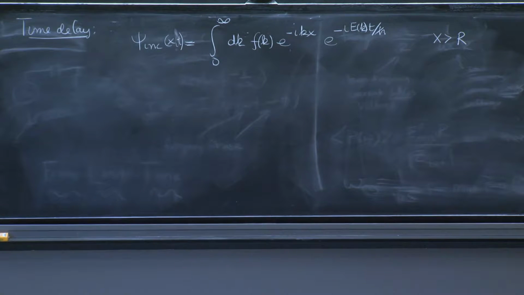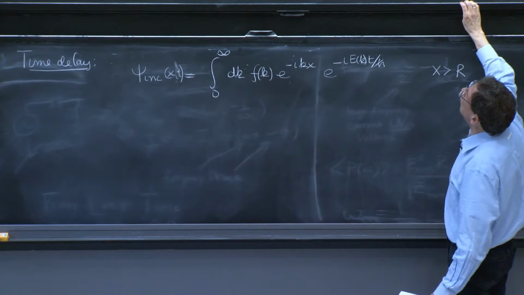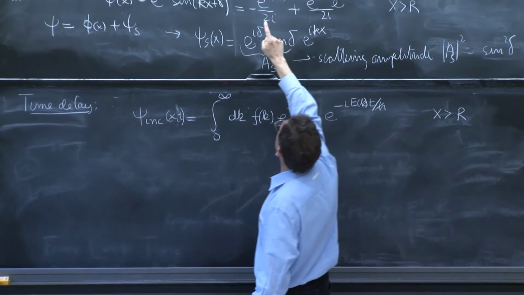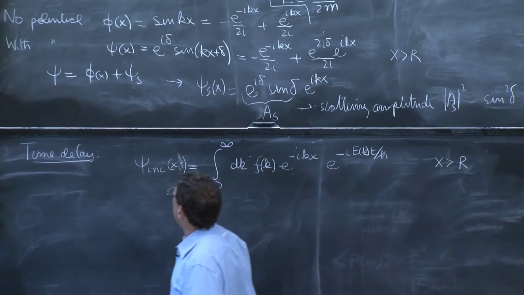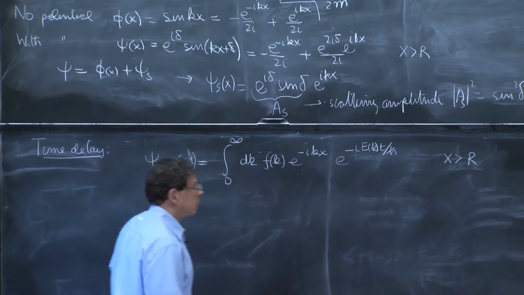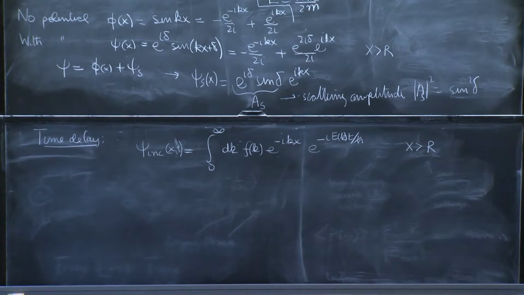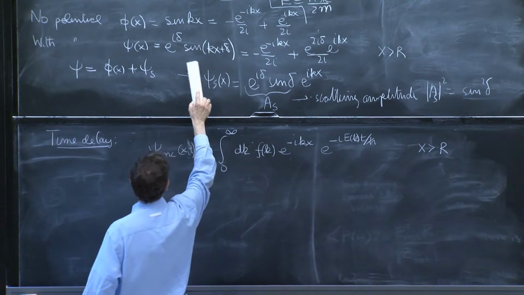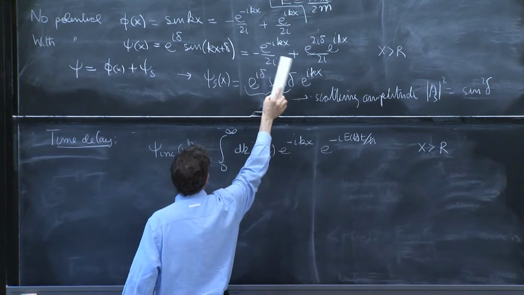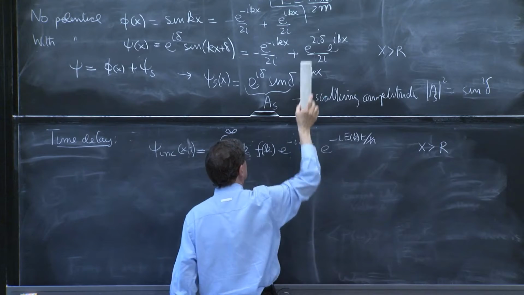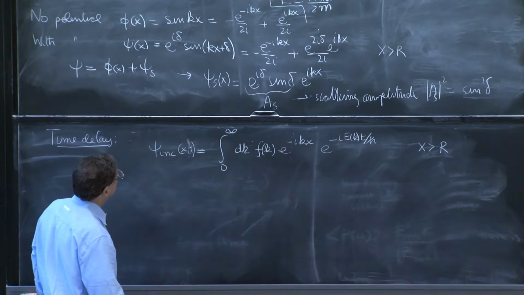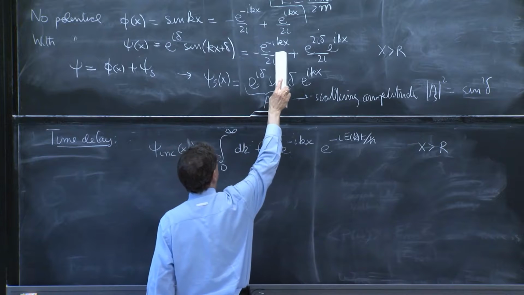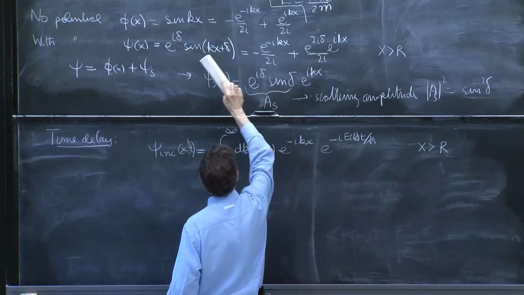So if this is your incident wave, you have to now realize that you have this equation over here telling you about the general solution of the Schrödinger equation. The general solution of the Schrödinger equation in the simple region, the outside region, is of this form, and it depends on this delta that must be calculated. This is the incoming wave, this is the reflected wave, and this is a solution.